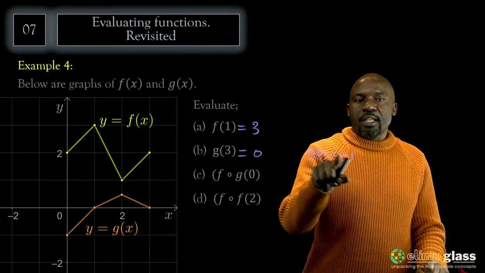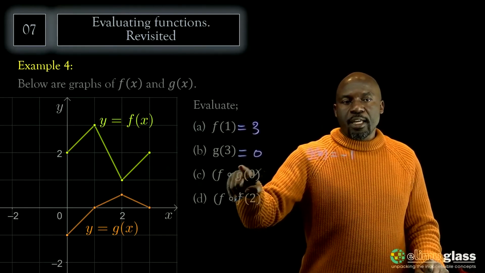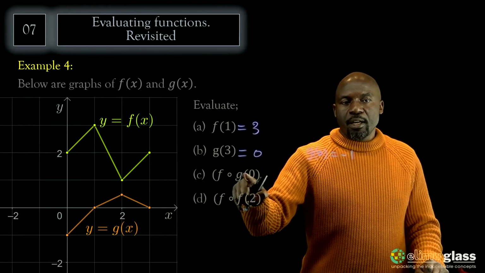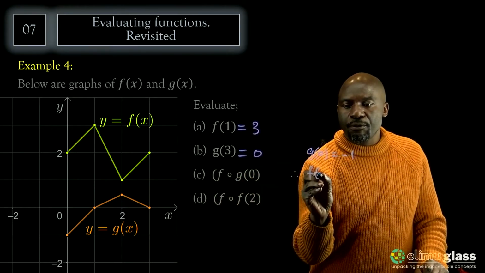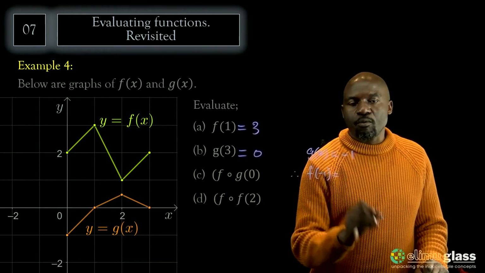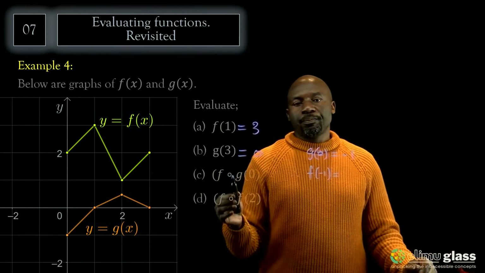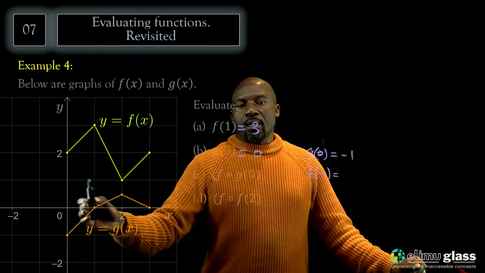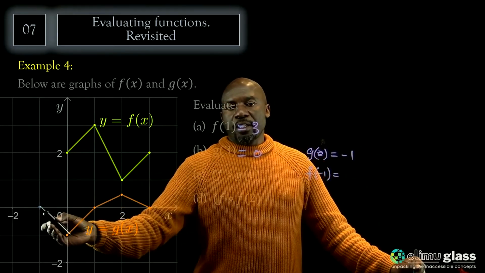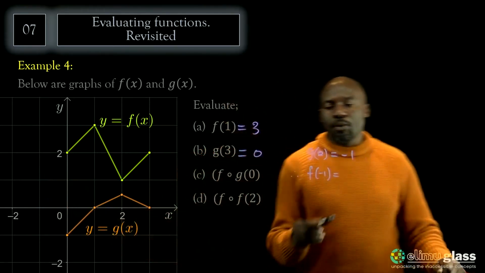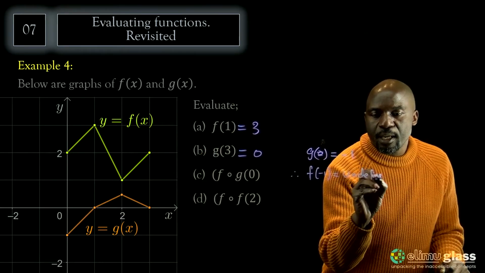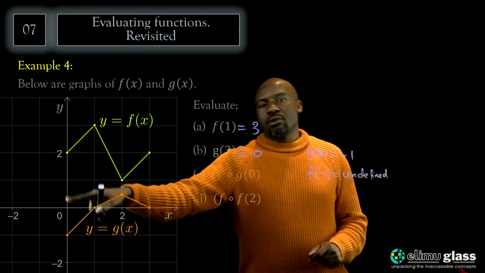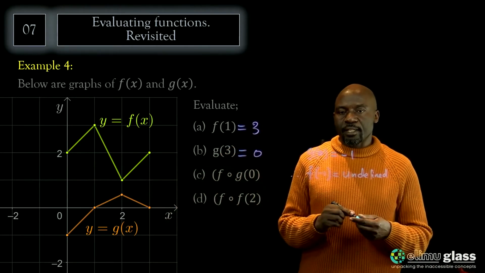Now we need to fit this into f. So this here is negative 1, so f of negative 1. Therefore, f of negative 1 must be what? So we go to negative 1. Well, do we know f of negative 1? No, we don't. So we say undefined, because our graph does not go onto the negative x-axis, okay?